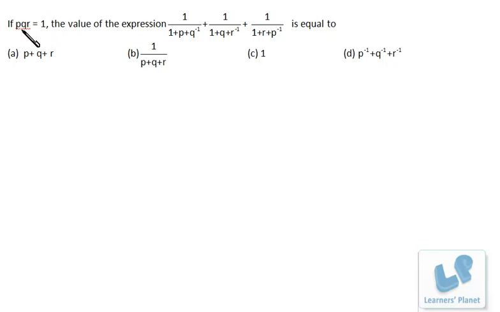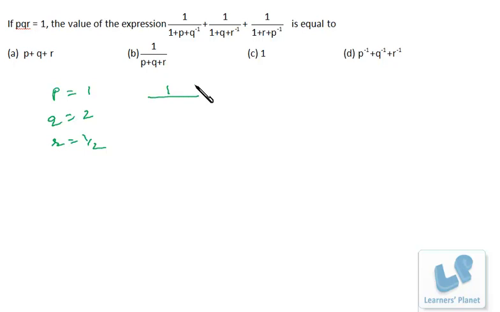Now if we put the values of P, Q and R as 1, we'll get 1 by 3 plus 1 by 3 plus 1 by 3. That means the overall solution to this problem is 1. If you wish to cross verify, you can take other values of P, Q, R. Say P is 1, Q is 2 and R is half. Now let's put the values of PQR in this expression.